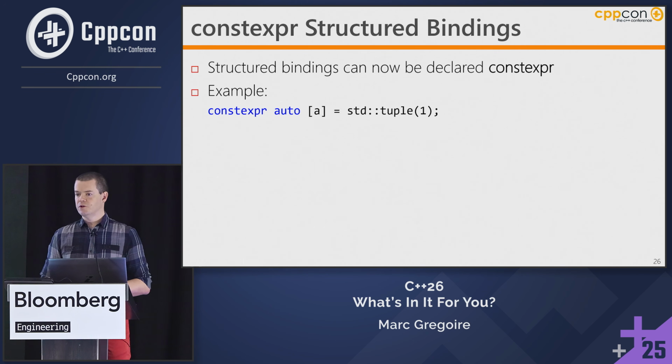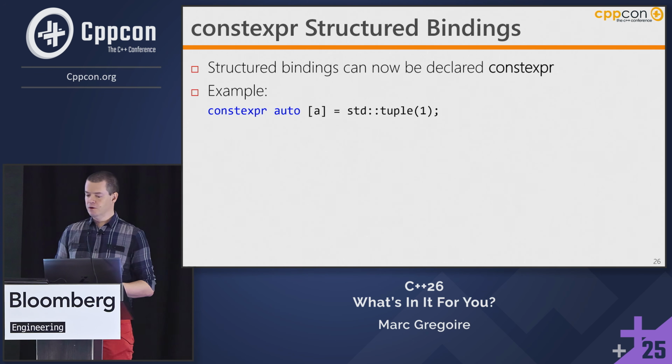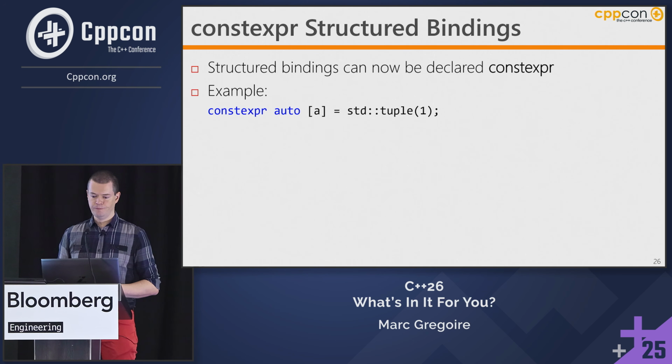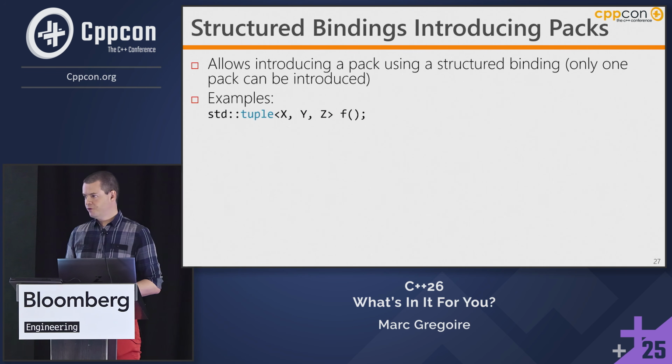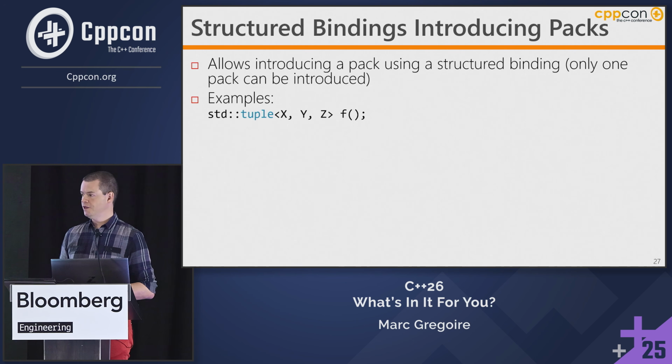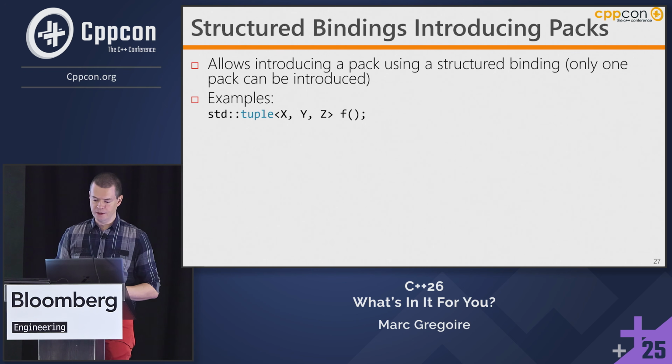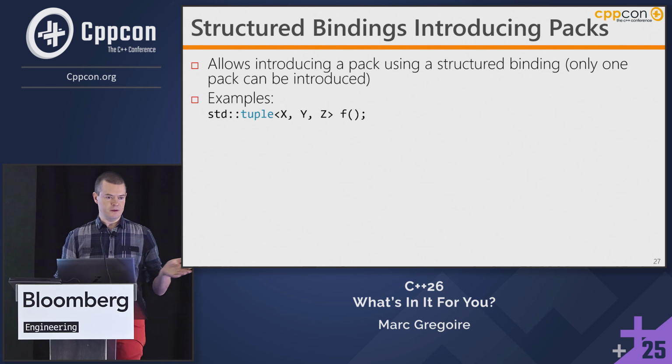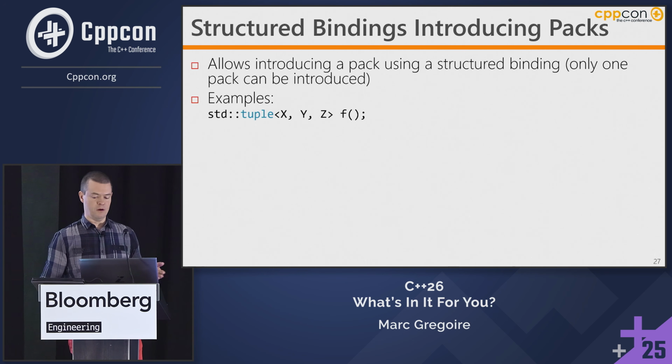A third improvement for structured bindings is that they can now be constexpr, as shown in this example. A fourth improvement of structured bindings is that they can now introduce a pack. They can only introduce one pack. So let's look at an example. We have a function f here that returns a tuple containing an x, a y, and a z.